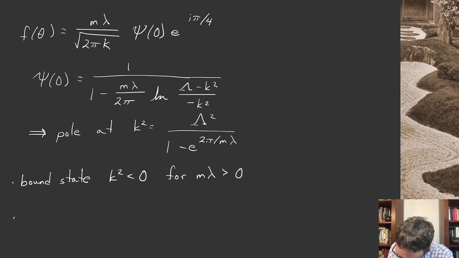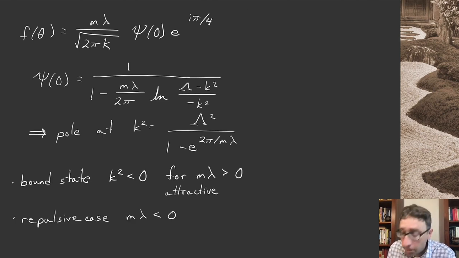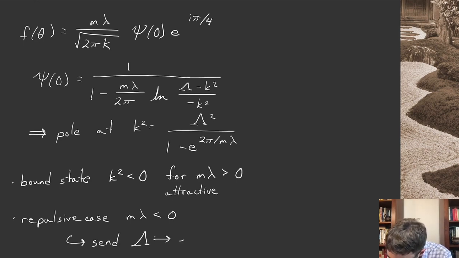For m lambda repulsive, this is attractive, which is m lambda less than 0, you're free to send the cutoff off to infinity. And psi of 0 to 0, and no scattering. So the repulsive delta function case is sort of consistent with scaling symmetry.